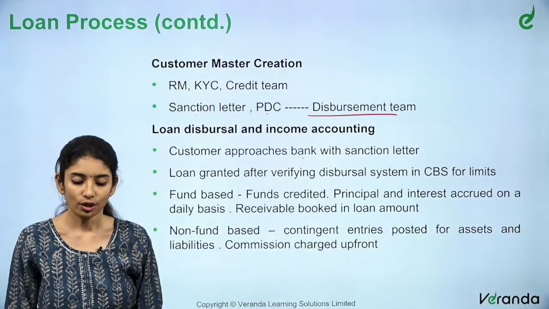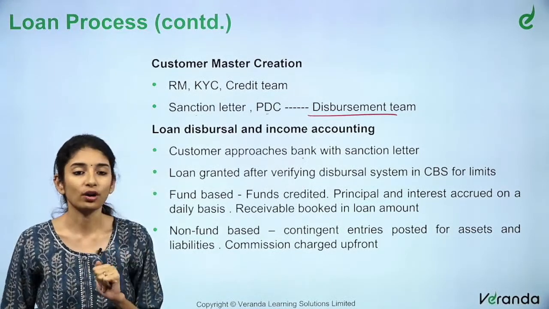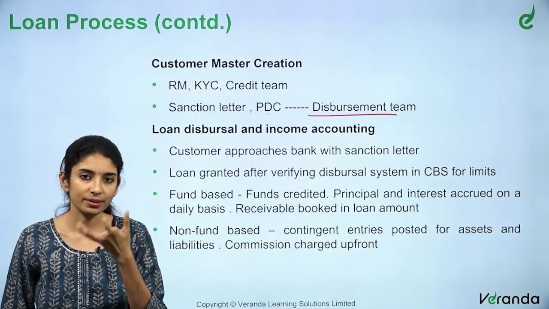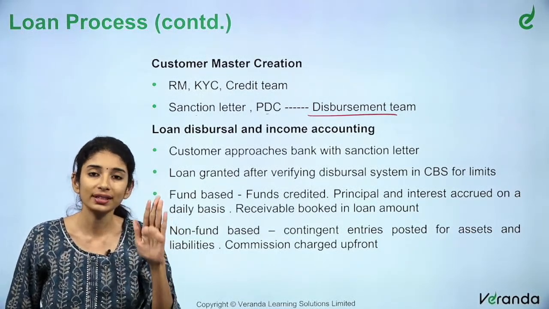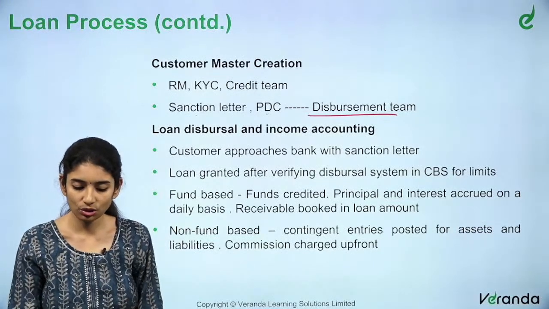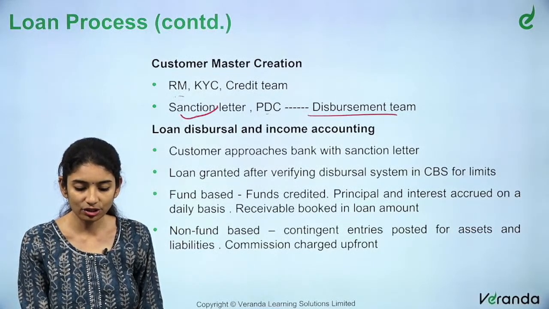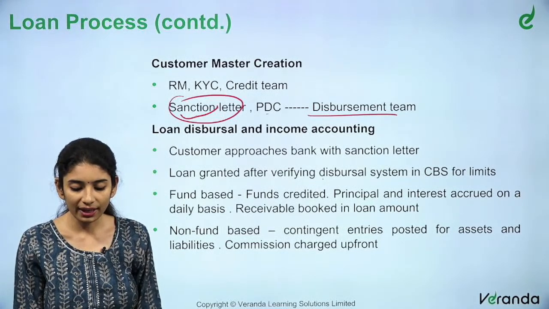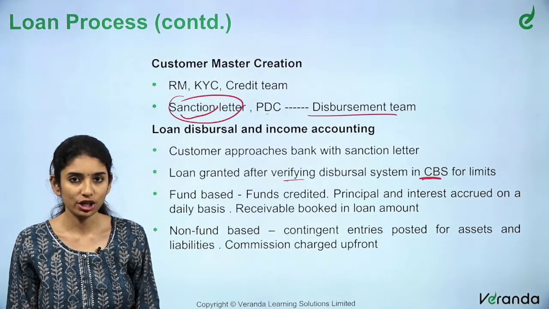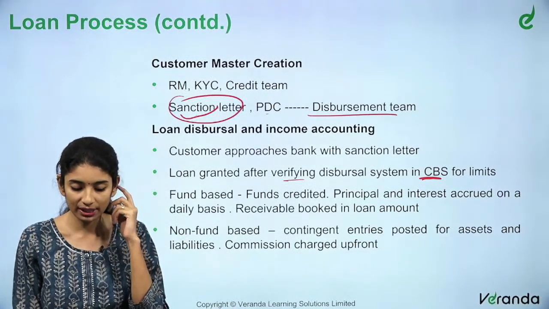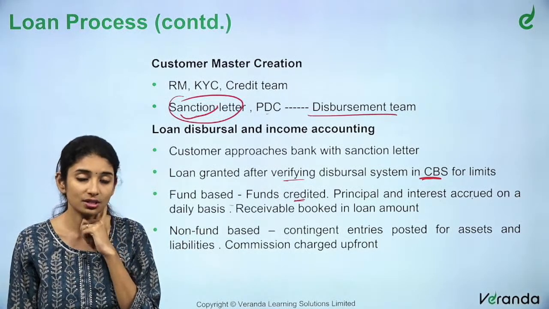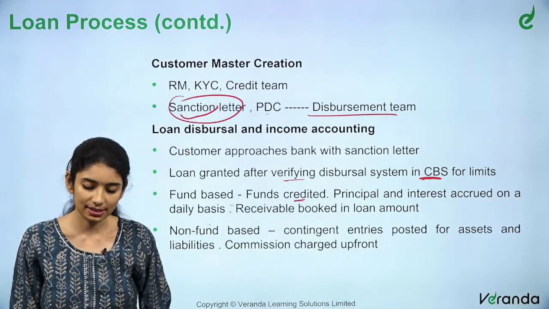Loan disbursal and income accounting. Once you get that sanction letter, you can go back home. When you require the loan, say after 2 months in your business, that time you go to the bank with the sanction letter. They will verify it with the CBS system for checking the limits up to which they can give the loan. Now for fund based, funds are credited, and principal and interest is accrued on a daily basis.